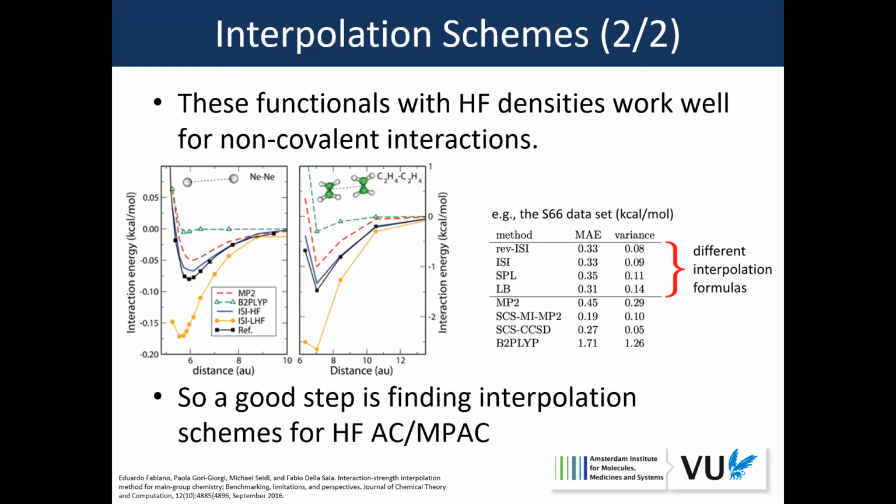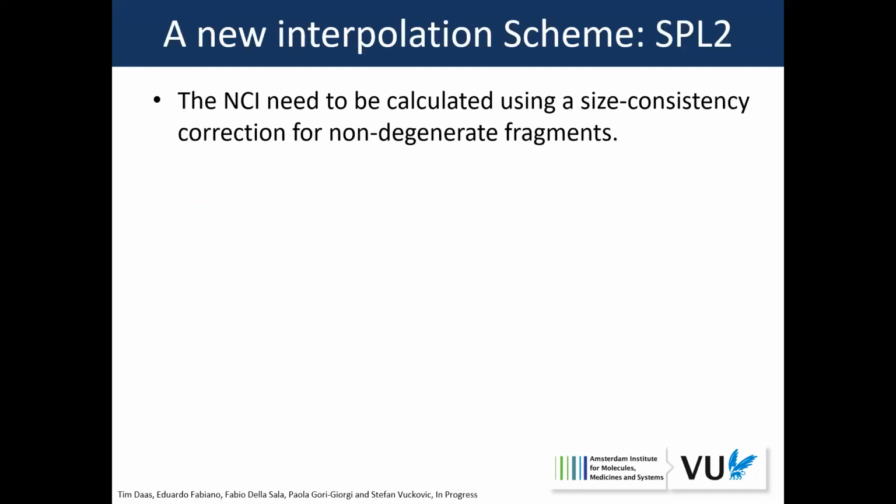So a good step is now finding these interpolation schemes for the Hartree-Fock adiabatic connection instead of the DFT one. And that's what we have been looking at with Stefan recently. So we can calculate these non-covalent interactions, because these functionals used to have a problem with size consistency errors, but Stefan found a way to do it also for non-degenerate fragments, which you can see later on we have solved.